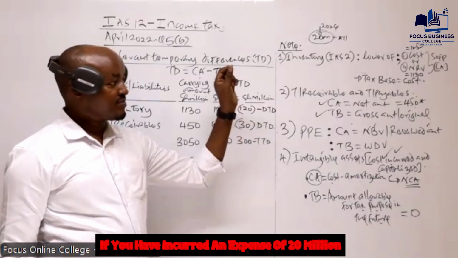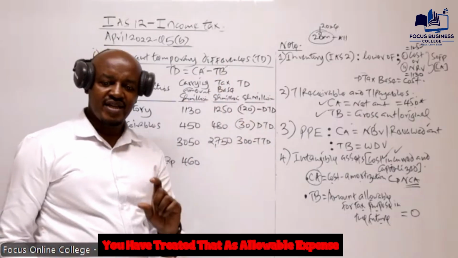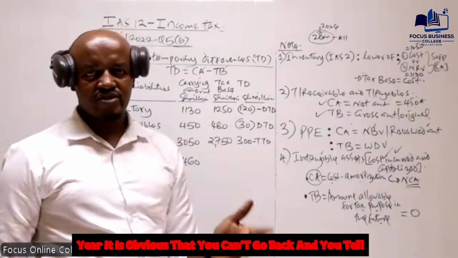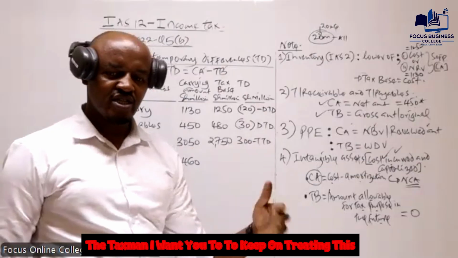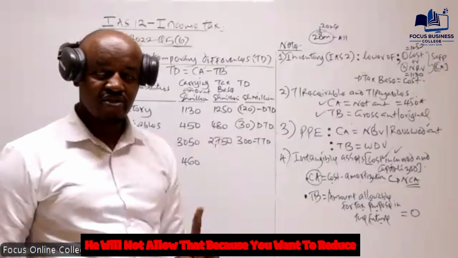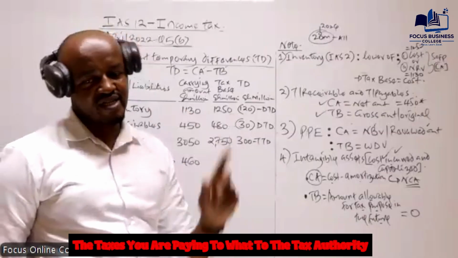If you have incurred an expenditure of 20 million, you have treated that as allowable expense during the current year. It is obvious that you can't go back and tell the taxman, I want you to keep on treating this as allowable expense. He will not allow that, because you want to reduce the taxes you are paying to what? To the tax authority.